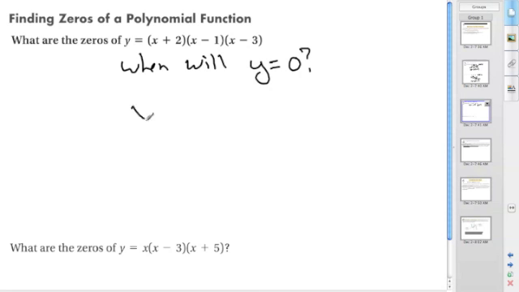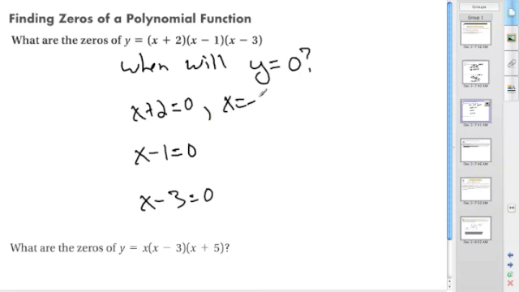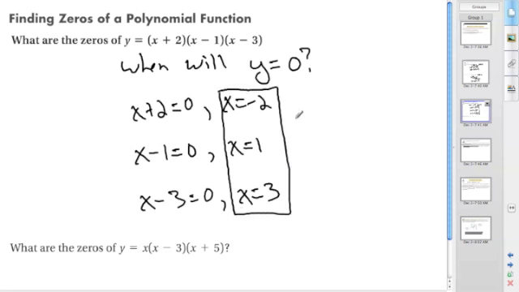When either x plus 2 equals 0, x minus 1 equals 0, or x minus 3 equals 0. So solving for x, x equals negative 2, x equals 1, x equals 3. So here are the zeros of the polynomial. Those are when y will be 0. In other words, these are also your x-intercepts.